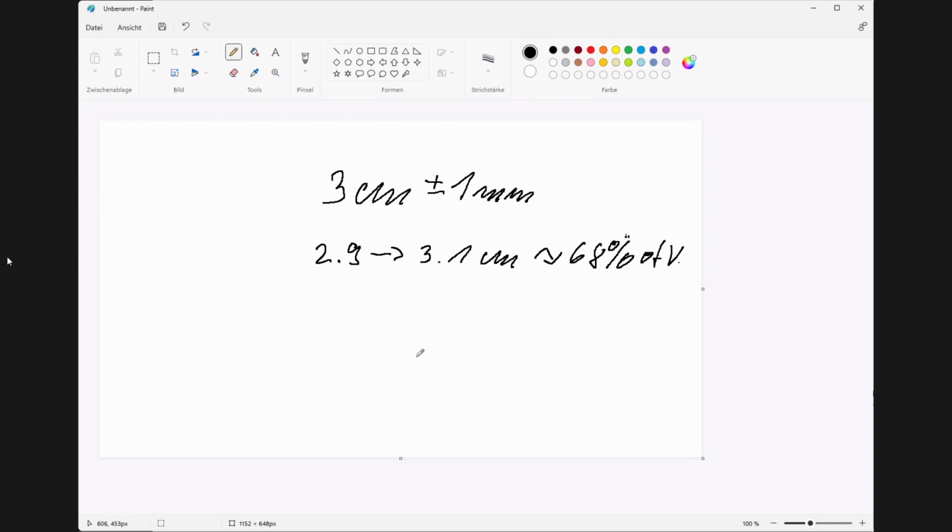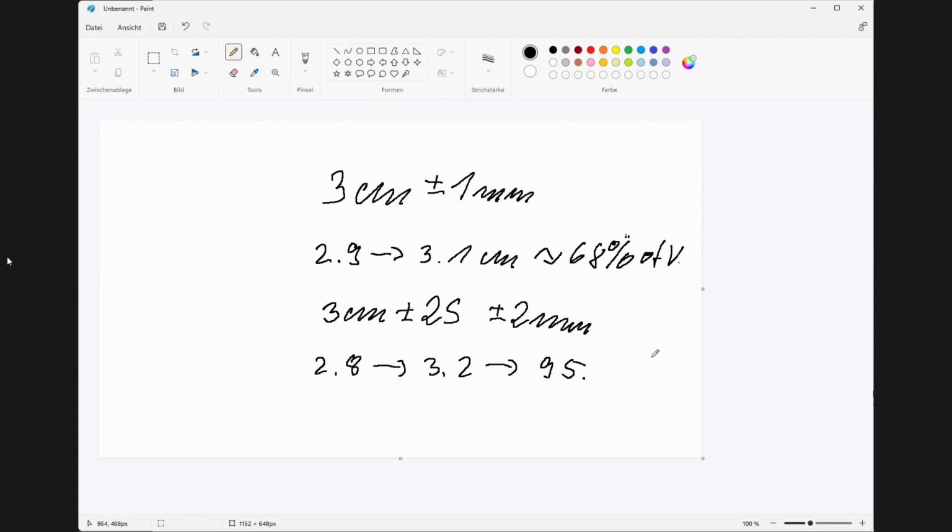And when we double the s, when we say 3 centimeter plus minus 2s, plus minus 2s means plus minus 2 millimeter in this case. That means between 2.8 and 3.2, in this range you have 95.5% of the measurement values. I go back.